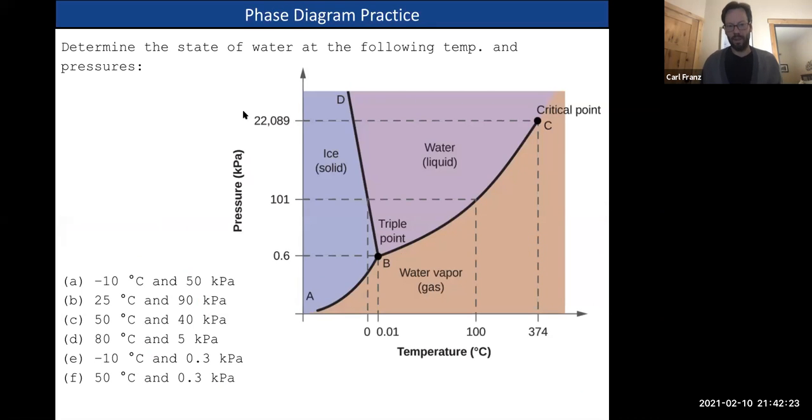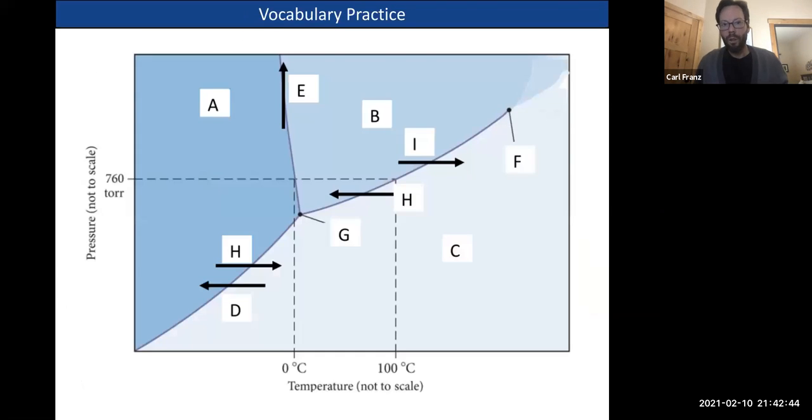Okay, so this kind of a thing, right? Determine the state of the water at the following temperature and pressures. Or maybe it'll give you, like I said, a temperature and pressure and say it's moving a certain direction, one staying the same, or they're both changing, but what's the phase change involved in that? Right? So maybe this can help you practice labeling the different parts of a phase diagram.